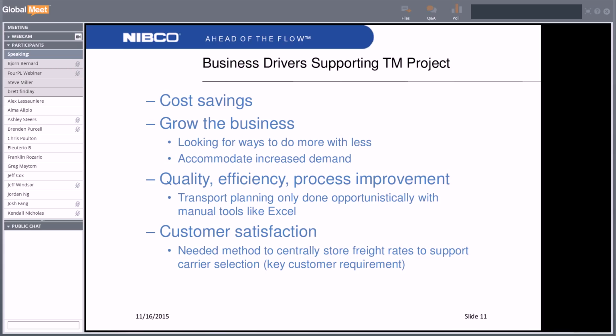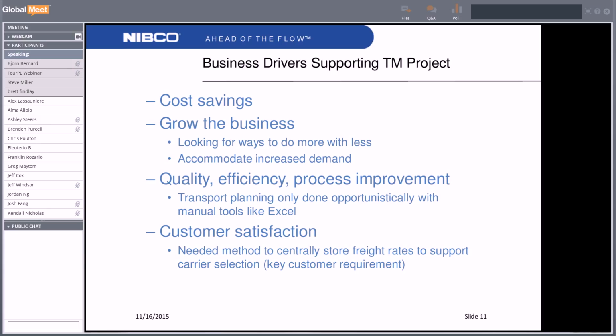Second, NIBCO wanted a solution that would support the company initiatives of growing the business. So we're looking for ways to do more with less, and there wasn't an appetite to implement a solution that would needlessly add headcount. Instead, we wanted a solution to add capabilities while maintaining our current staffing levels at all of our facilities.